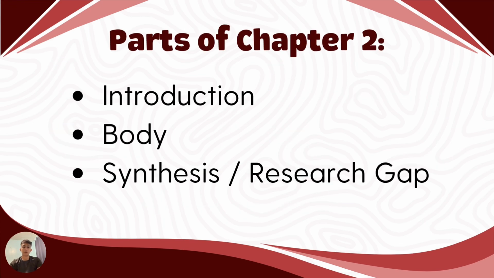So chapter 2 is often divided into three main parts. First is the introduction, where you briefly explain the topic and how you organize the review. Second is the body, which contains the discussion of related literature and studies. These can be arranged by themes, variables, or concepts. And lastly is the synthesis, where you summarize key points and identify the research gap, meaning what has not been explored yet, which your study will address.